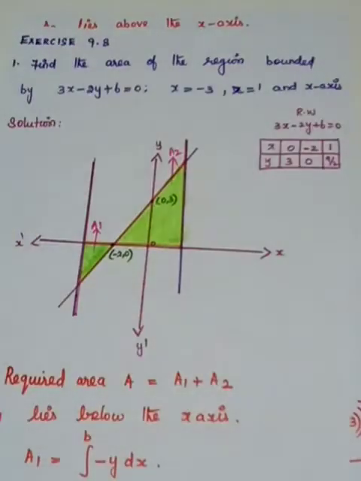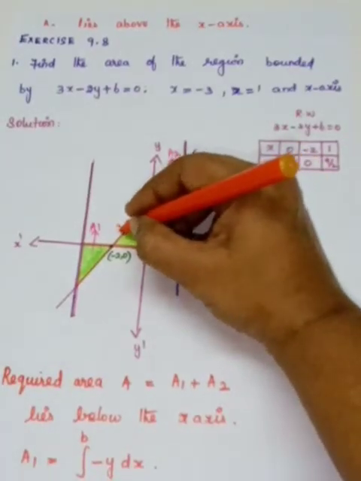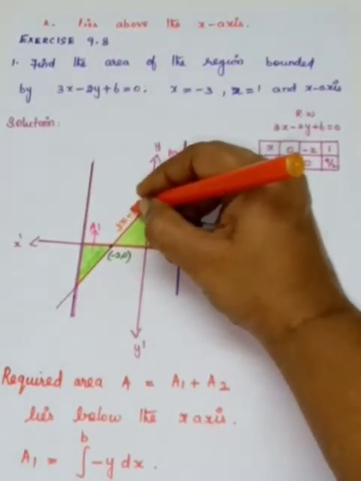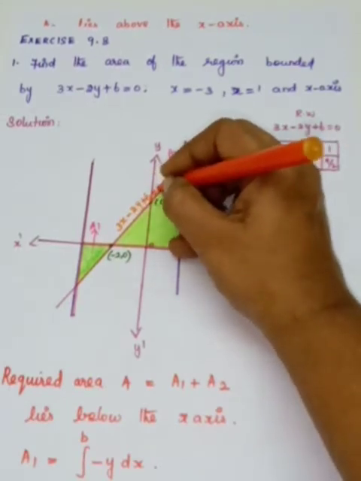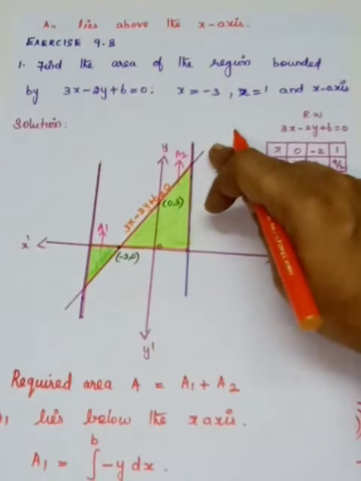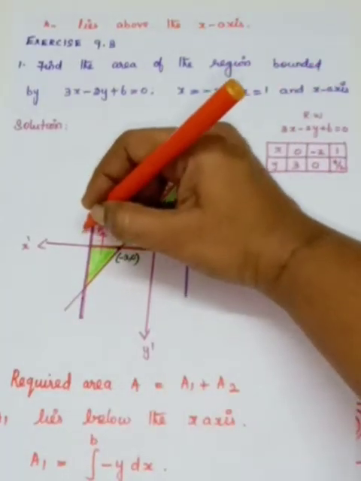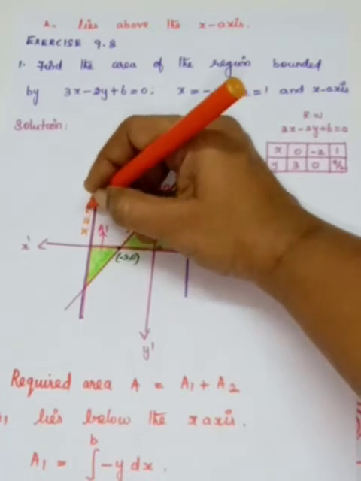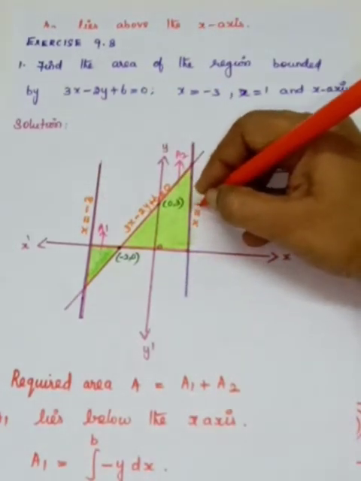Okay, then you just name everything. First you have to mark the line. So the line equation is, what is it? Here you just mark 3x minus 2y plus 6 is equal to 0. So this is the line. And the x-axis is already marked. Next, this is x is equal to minus 3. And this is your x is equal to 1.